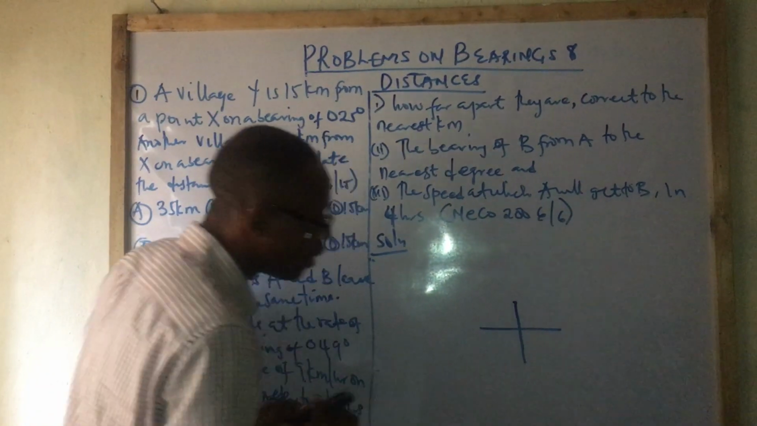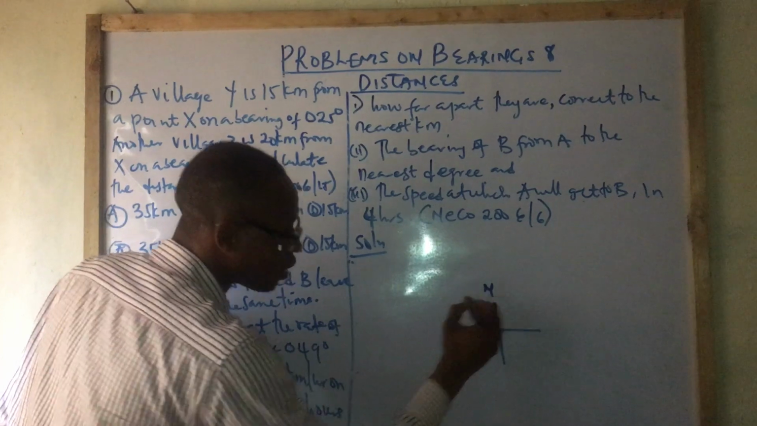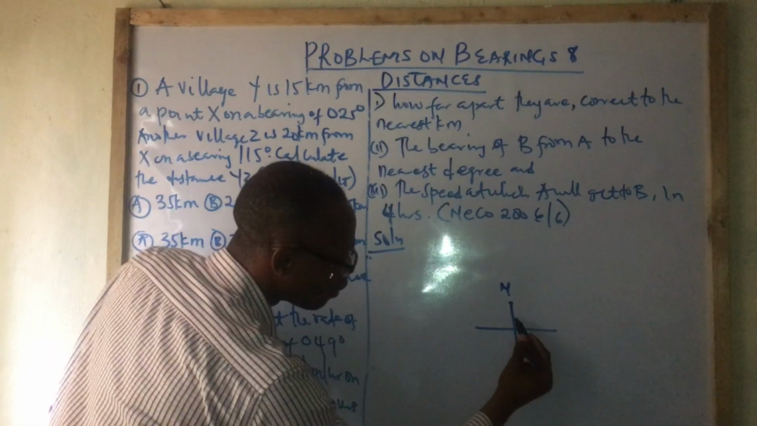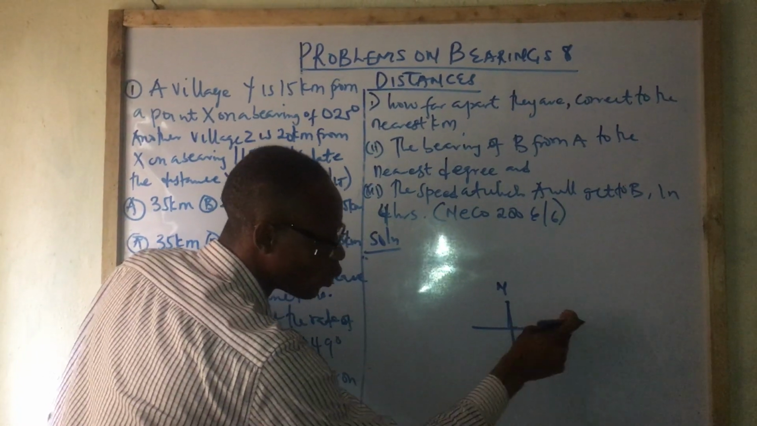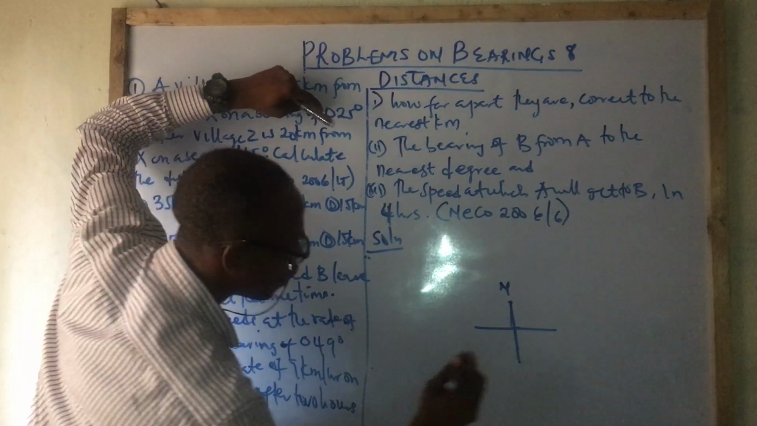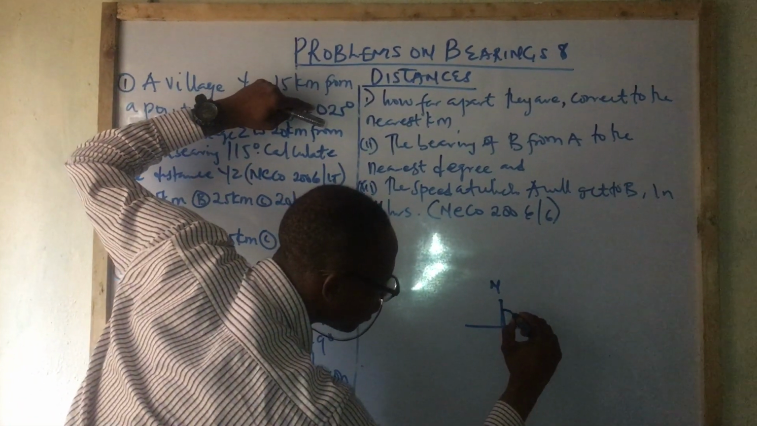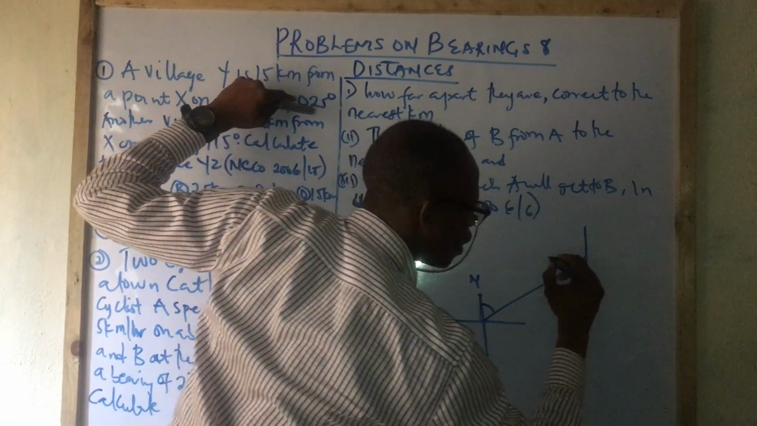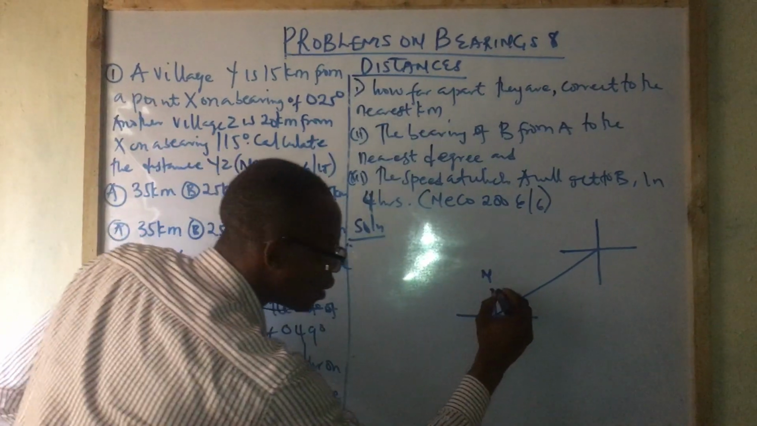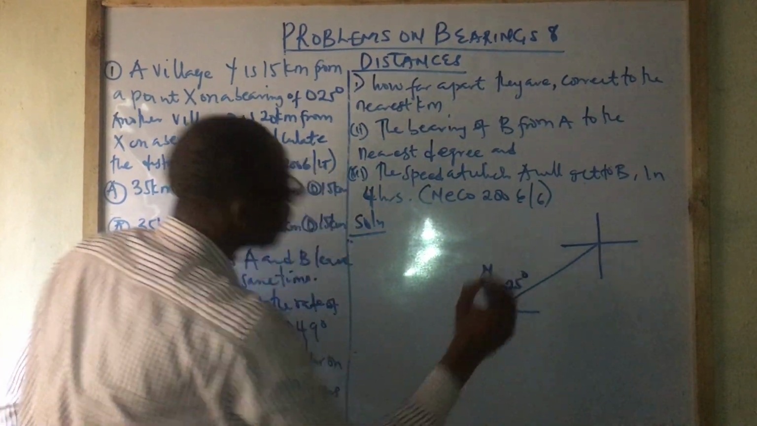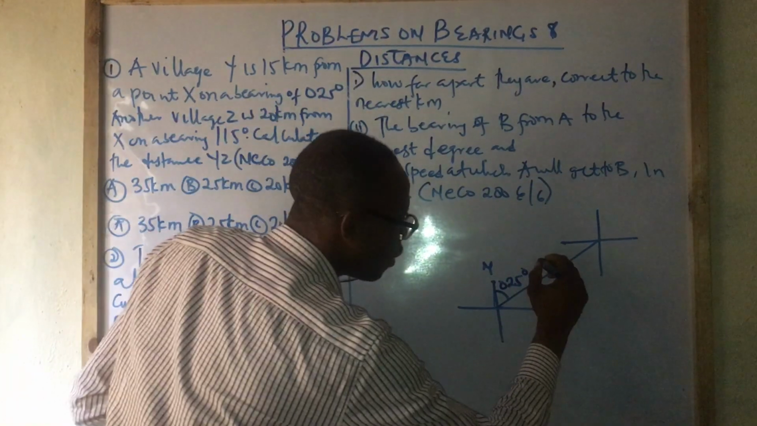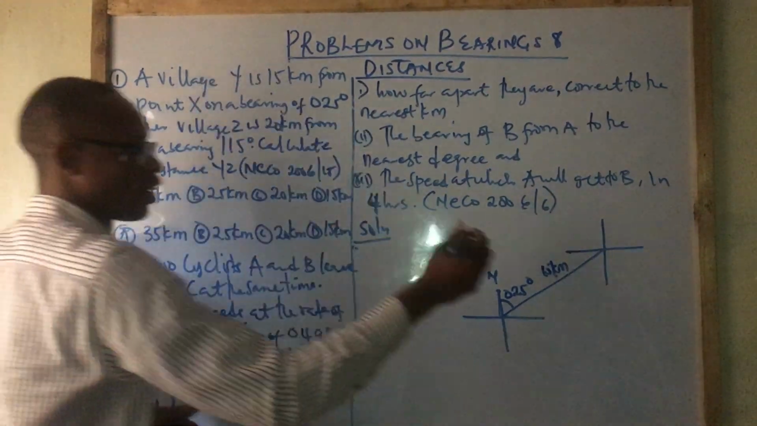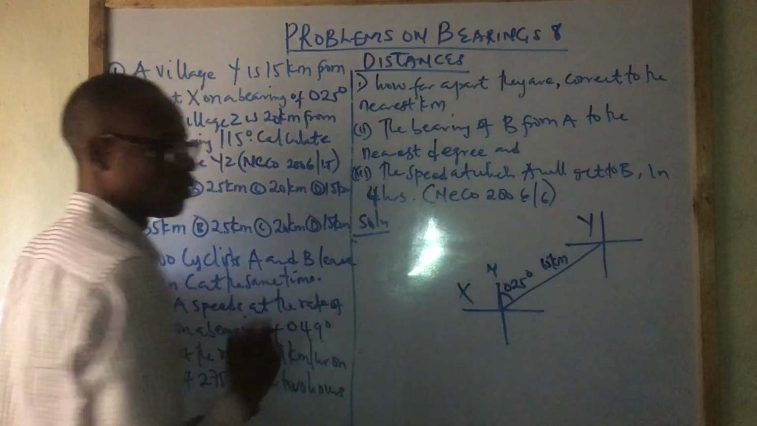Now in three-figure bearing, we mostly start from the north. You start from the north, then towards each direction. From here to here is simply from 0 to 90, and this is 025. That means it falls within this range. We move this way. Then we put another cardinal point here. So this is 025 degrees, and the distance is simply 15 kilometers. So which point is that? A village Y from X.